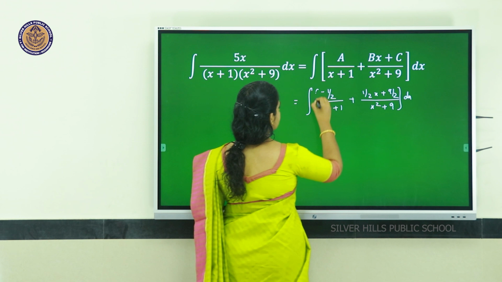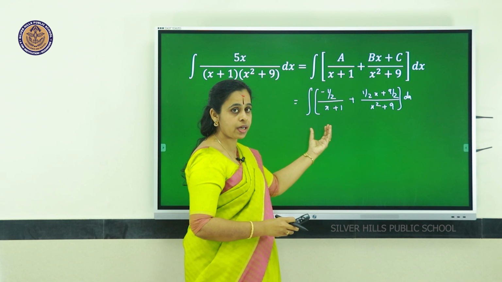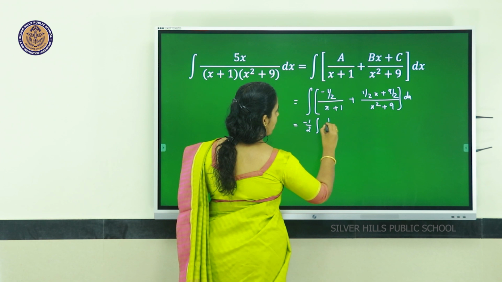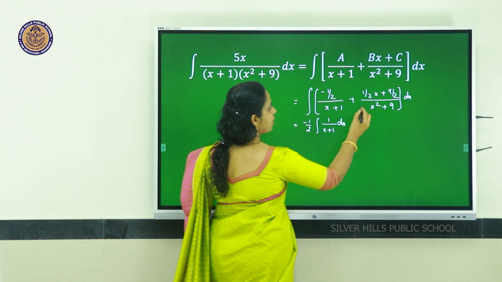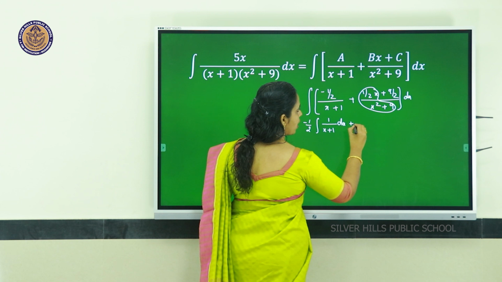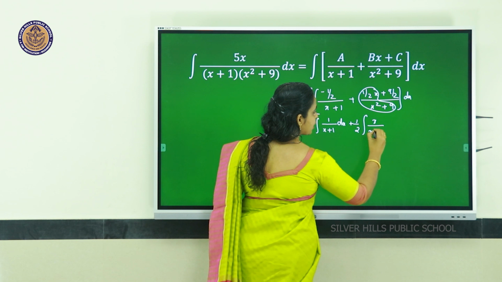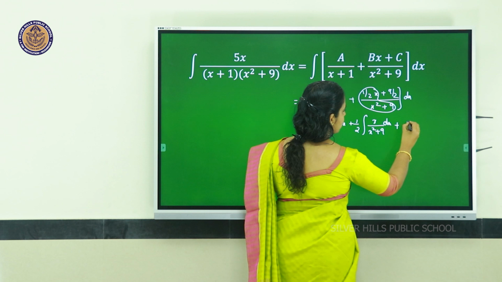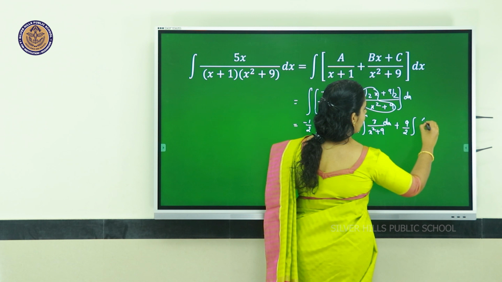Now, let us split this. This was only one integral, this will be split into two parts. Let us see. Equal to minus half integral 1 by x plus 1 dx. Now let us take this much part: 1 by 2 integral x divided by x square plus 9 dx. Then comes the remaining part. What was the remaining? 9 by 2 integral, this is common for both, 1 by x square plus 9 dx.